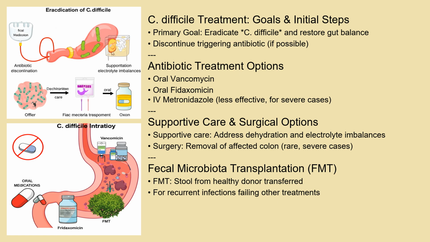The primary goal of treatment is to eradicate C. difficile and restore the balance of gut bacteria. This typically involves discontinuing the antibiotic that triggered the infection, if possible. The most common antibiotics used to treat C. diff infection are vancomycin and fidaxomicin, administered orally. In severe cases, intravenous metronidazole might be considered, although it's generally less effective. In addition, supportive care is crucial to address dehydration and electrolyte imbalances. In rare and severe cases, surgery to remove the affected portion of the colon may be necessary.